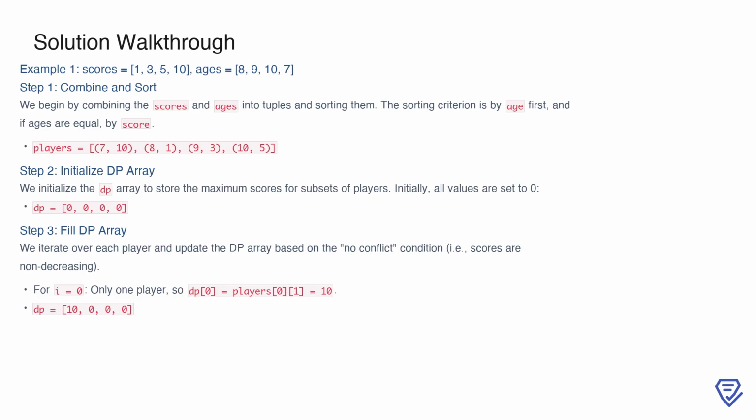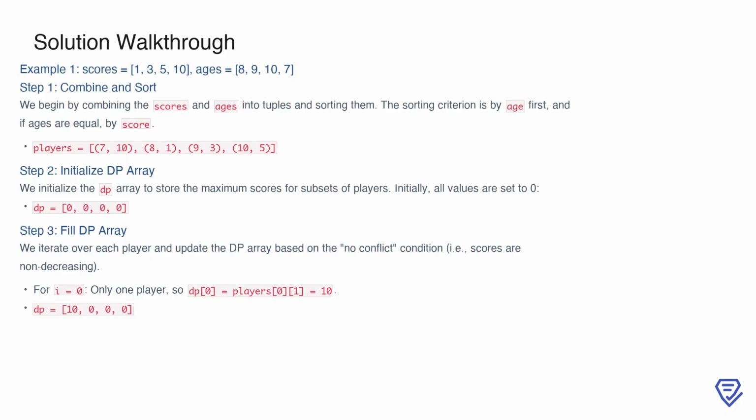To solve this problem, we start by combining the scores and ages into tuples, where each tuple represents a player. The tuples are sorted primarily by age, and in cases where ages are equal, by score. This ensures that as we iterate, we can maintain the no-conflicts condition. For our example, the sorted list of players becomes (7, 10), (8, 1), (9, 3), (10, 5). Next, we initialize a DP array to keep track of the maximum scores we can achieve for subsets of players. Initially, the DP array is set to [0, 0, 0, 0], meaning no scores have been computed yet.